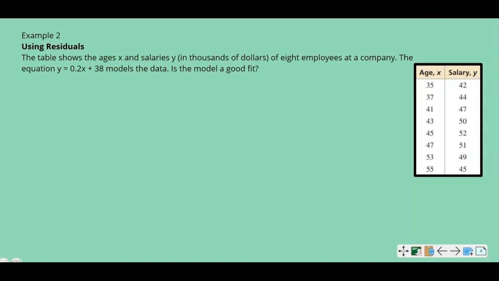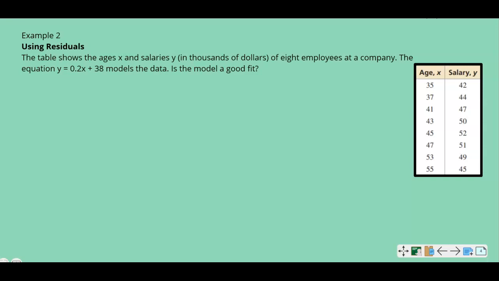All right, analyzing lines of fit. This is example 2. It says using residuals. The table shows the ages X and salaries Y in thousands of dollars of 8 employees at a company. The equation Y equals 0.2X plus 38 models the data. Is the model a good fit?